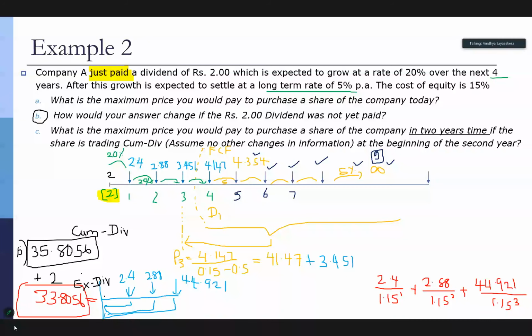Okay, last part. So here we are saying today is 2024. In 2026, what is the value of this company? If the company is going as it is, the dividend policy has not changed, right? So all these dividends are expected to occur just like it is. What is the value of this company in 2026? That's very easy.